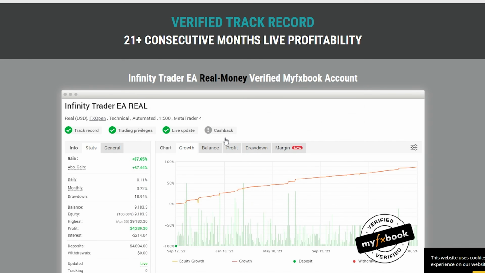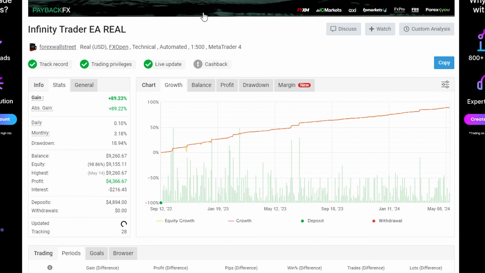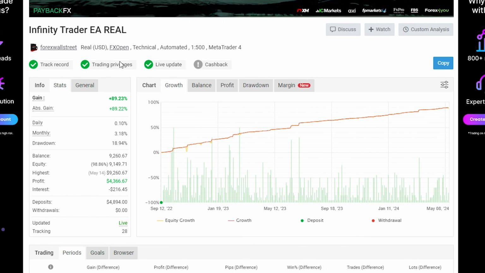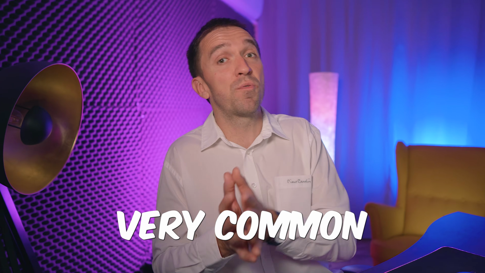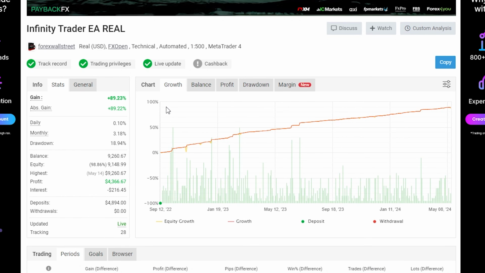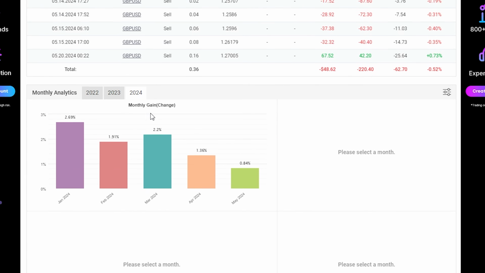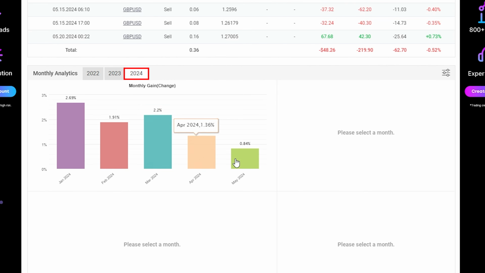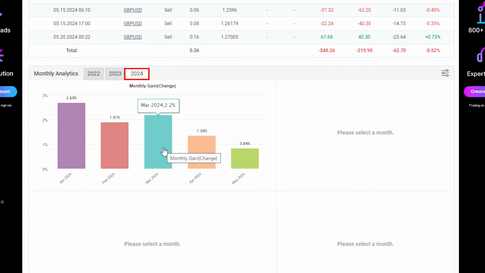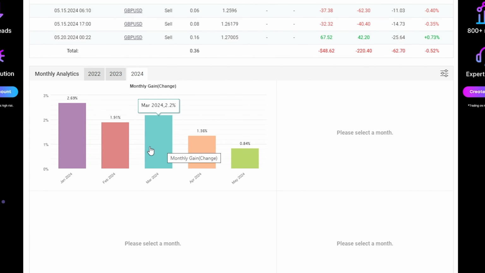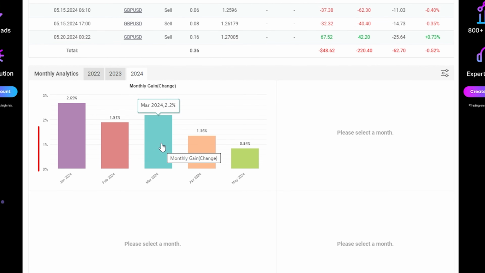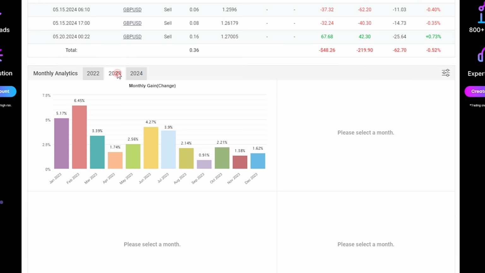It is right in here. We can see that this is a live account, and we have all the green checks, even the live updates, which is not very common for all vendors. And in this account we have a gain of nearly 90%. So if I scroll a little bit lower, you will see that we have positive months in 2024. So the expert makes somewhere between 2 and 2.5%.